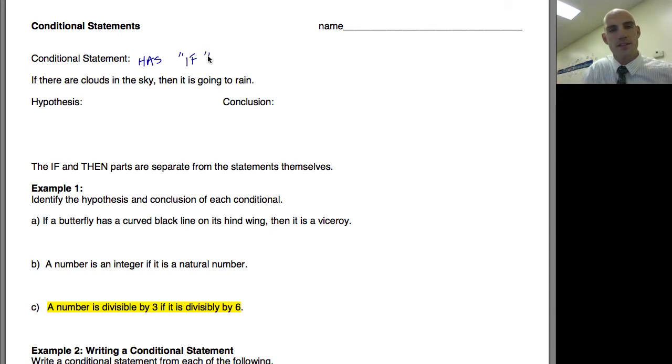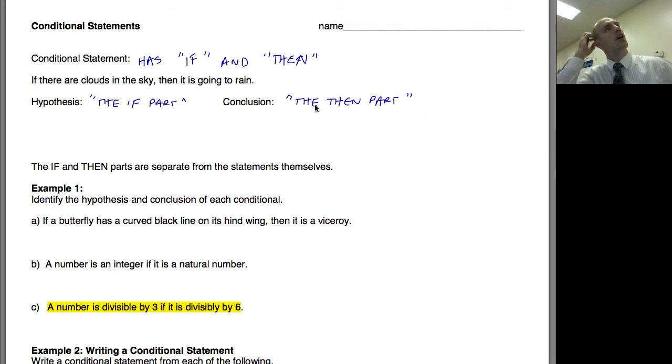And so these if-then statements are called conditionals because they have that condition on the front. And so when we look at this, if there are clouds in the sky, then it is going to rain. They have two parts, the if and the then. The hypothesis is the if part. And the conclusion is the then part.